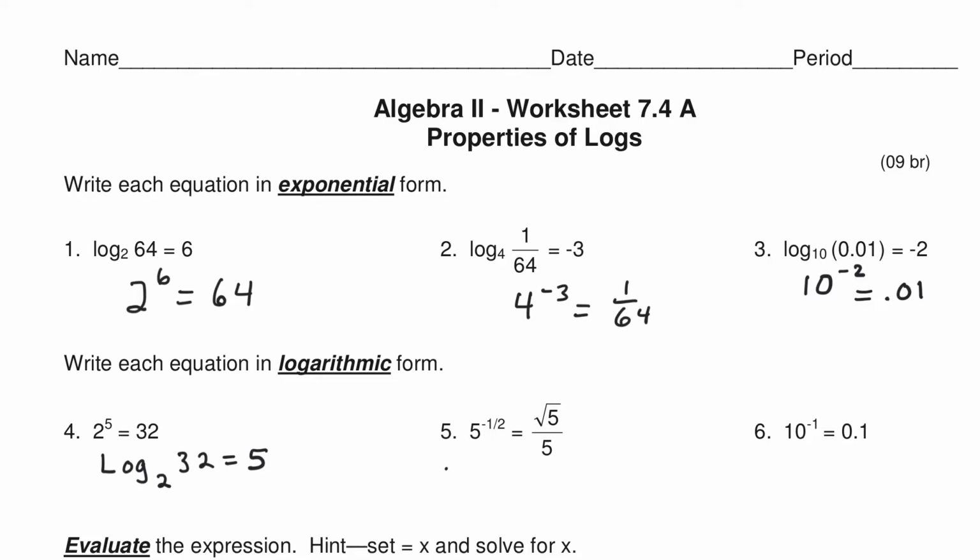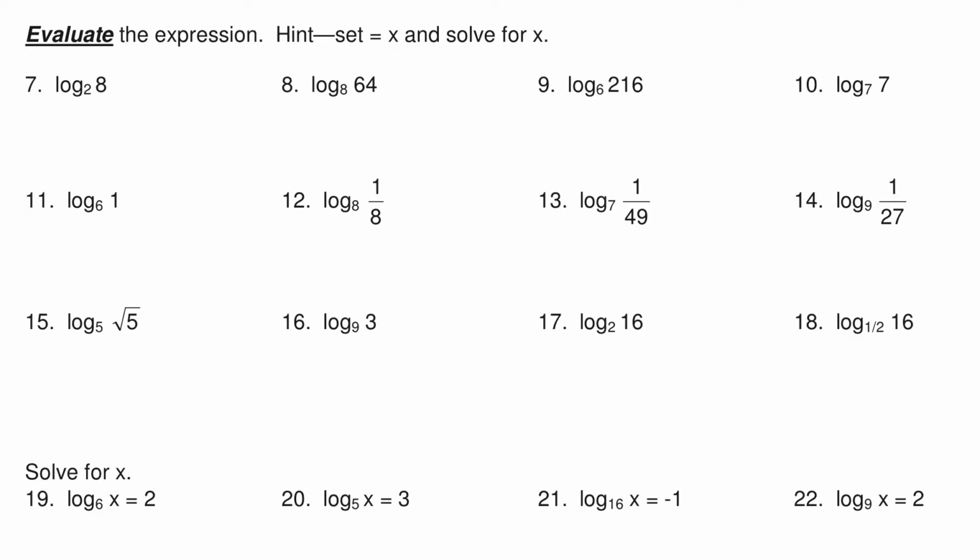Number 5, you're going to write log base 5, and then of course the answer is square root of 5 over 5 equals negative 1/2. And number 6 is a common log, so you have log base 10, we don't write the 10, of 0.1 is equal to negative 1. So for the following, have a calculator handy.